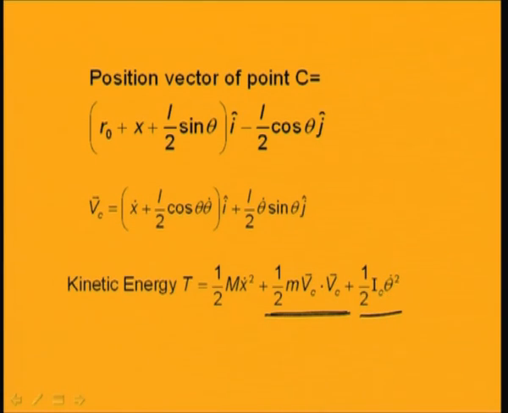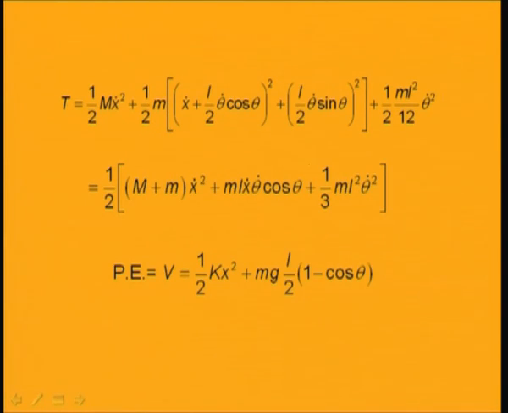Already you know that this moment of inertia I c equal to, if m is the mass per length of that rod, it will be equal to m l square by 12. So, this expression will reduce to this. So, it will be equal to half m x dot square plus half m x dot plus half theta dot cos theta square plus half theta dot sin theta square plus half m l square by 12 theta dot square. So, you can add these terms by using cos square theta plus sin square theta equal to 1. So, it will reduce to half m plus m x dot square plus m l x dot theta dot cos theta plus 1/3 m l square theta dot square.